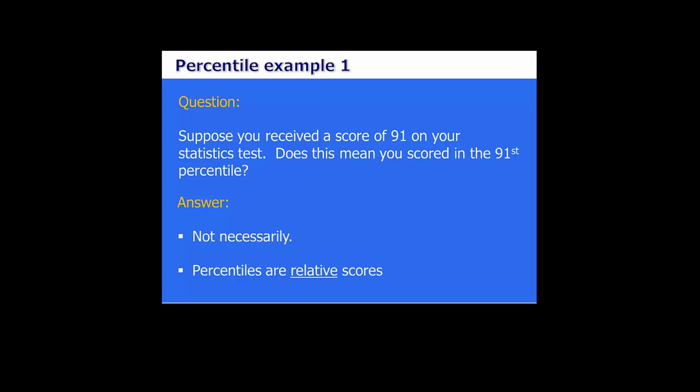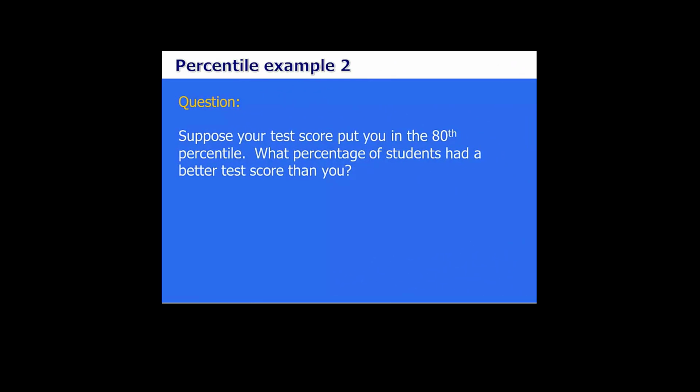So the percentile that corresponds to your test score of 91 depends on how well your classmates performed. Suppose your test score puts you in the 80th percentile. What percentage of students had a better test score than you? Your test score in the 80th percentile means that you performed as well or better than 80% of the students who took the test. So, the remaining 20% performed better than you.